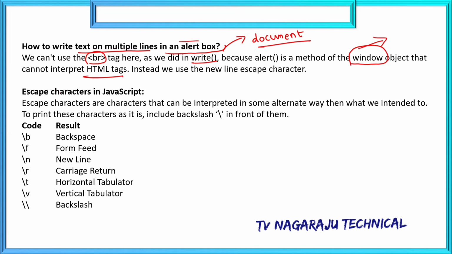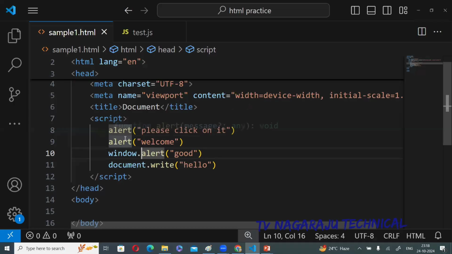Then how? By using escape characters. You know the meaning of escape characters? Slash. Whatever is followed by the slash is interpreted. Suppose slash n automatically moves to a new line. Slash t is tab space, slash b is backspace, slash f is form feed. Exactly, you can apply the slash.